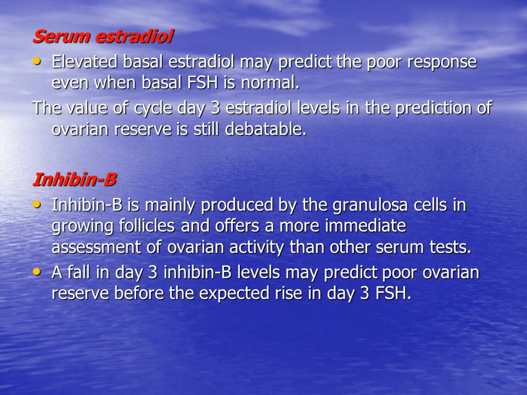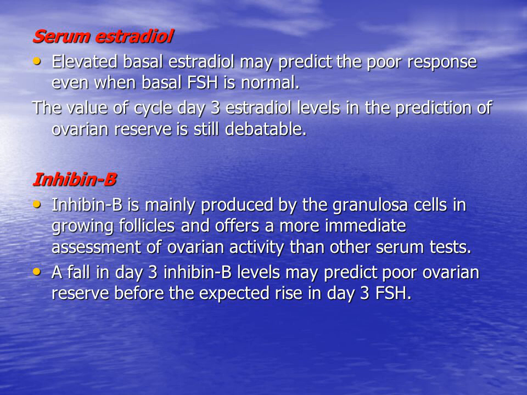Serum estradiol. Elevated basal estradiol may predict a poor response even when basal FSH is normal. The value of cycle day 3 estradiol levels in the prediction of ovarian reserve is still debatable. Inhibin B. Inhibin B is mainly produced by the granulosa cells in growing follicles and offers a more immediate assessment of ovarian activity than other serum tests.